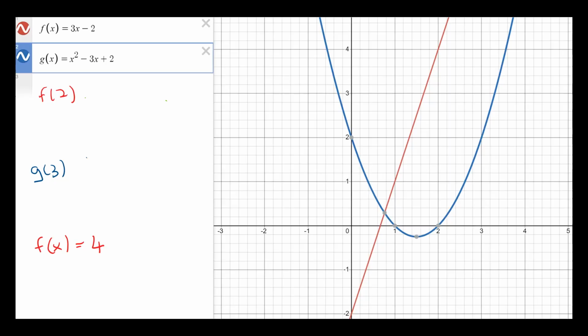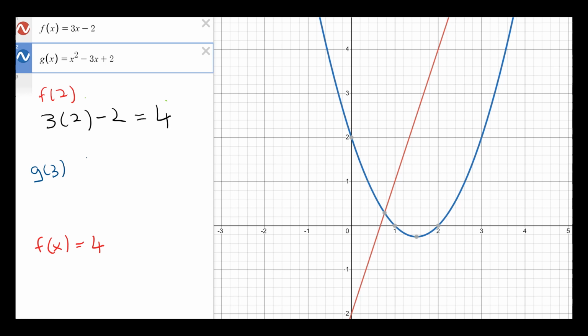In this example here, we're given two functions. The f of x function, you can see, is the red function, and the g of x is the quadratic function, x squared, which is the blue function. The f of x is a line. So in the first one here, we are asked to find f of 2, and that means we just sub 2 in for x into the f of x function. So that will be 3 by 2 minus 2, which is equal to 6 minus 2, which is 4.